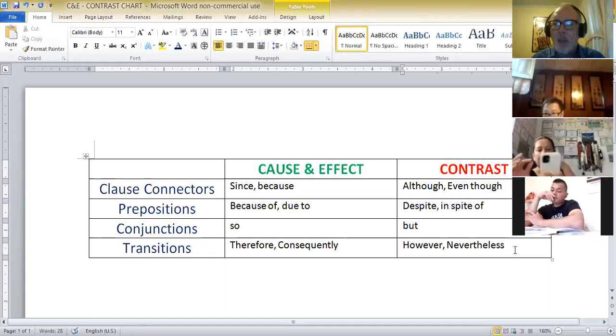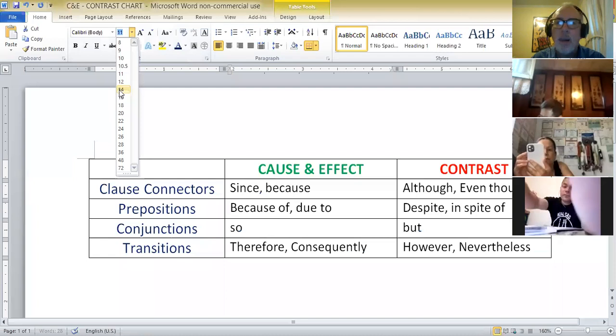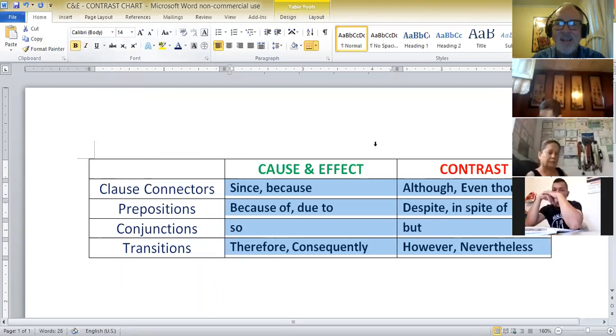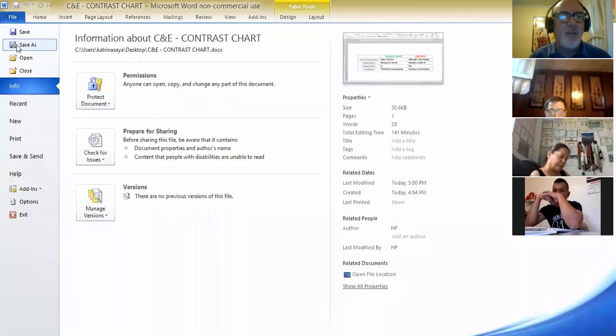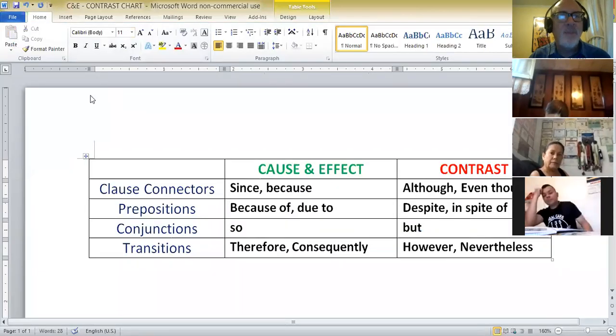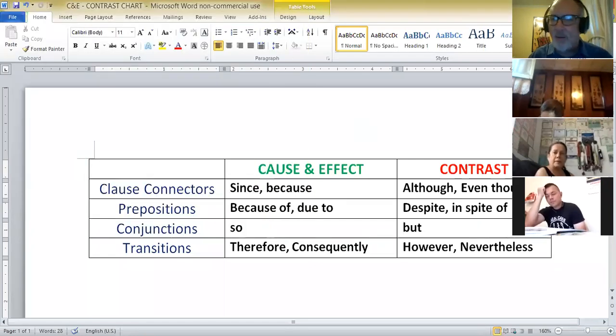Okay, good. Let me make those a little bit bigger here. There we go. There, there's a nice chart for us, right? Yes. That looks good. Let me save this, and then I'm going to send it to you after the class. No problems there? No. All right.